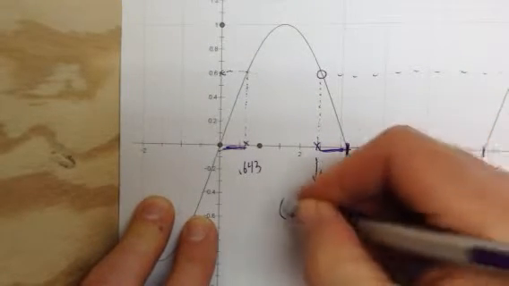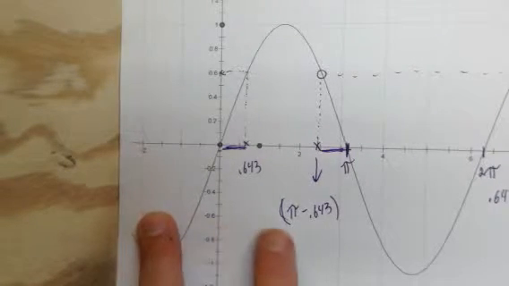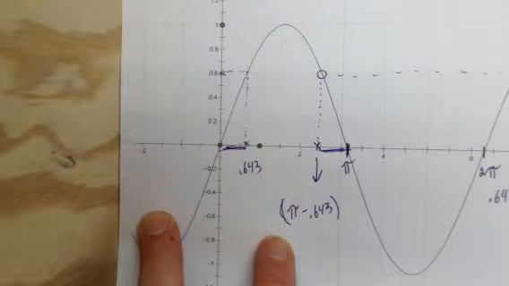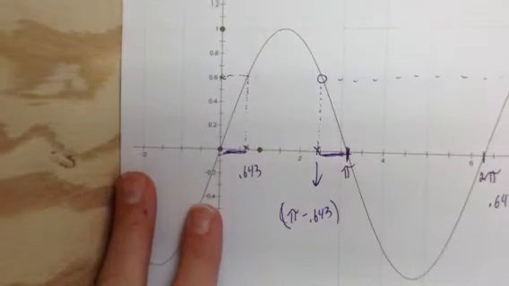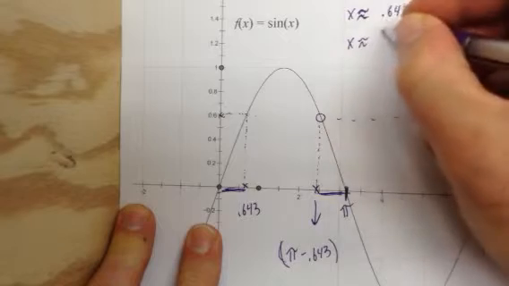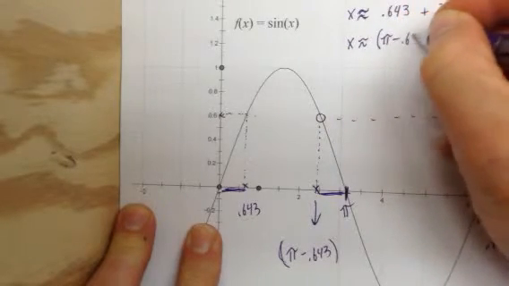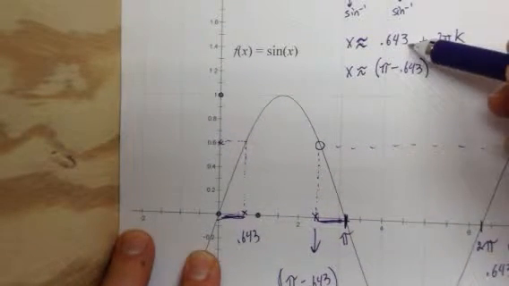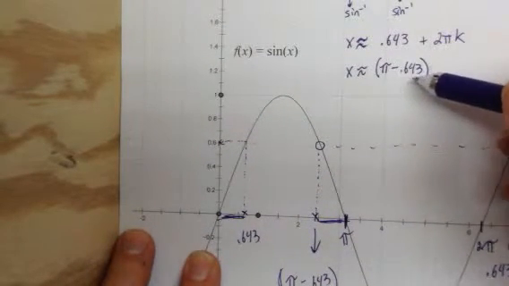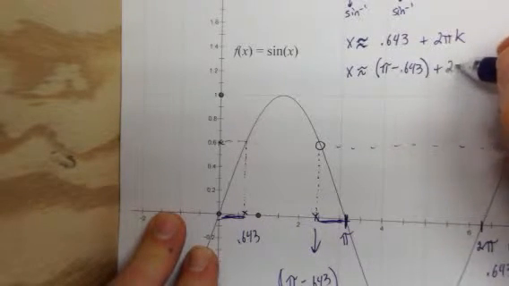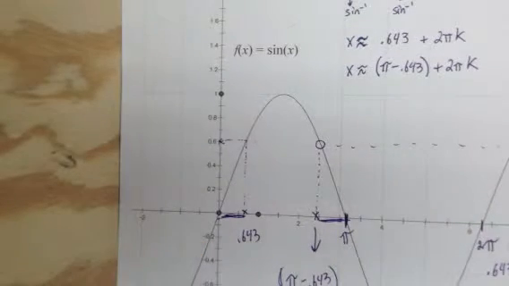Again, put that into your calculator to get the decimal approximation. It's going to be something close to 3, or I guess 2.5 rather. So x can be approximately pi minus 0.643. So we can take whatever we got from our calculator, the 0.643, and take pi minus that, and that's another solution. Of course, we can also add 2 pi k to all that.